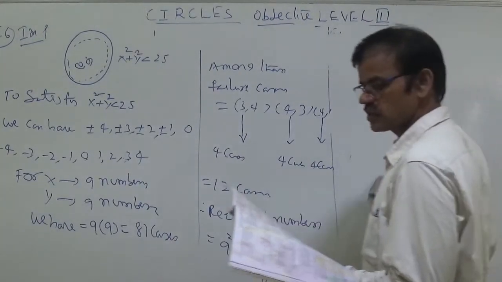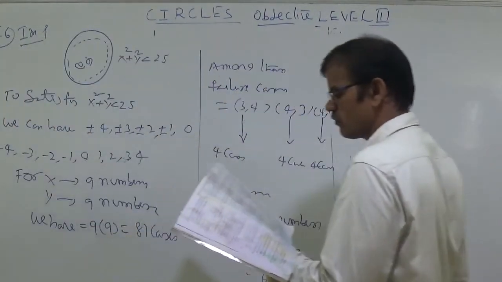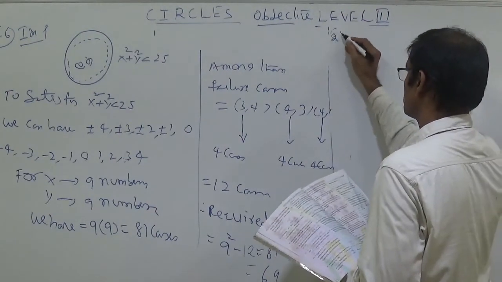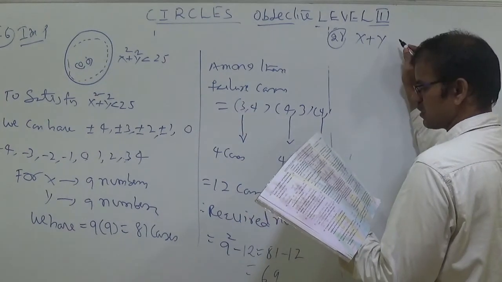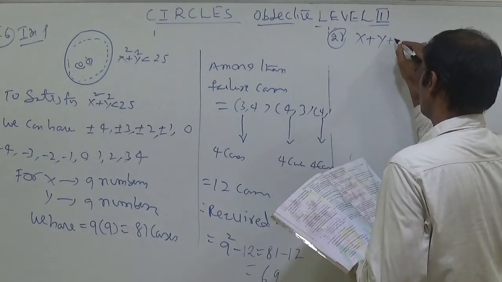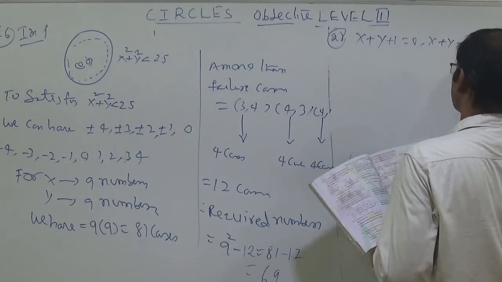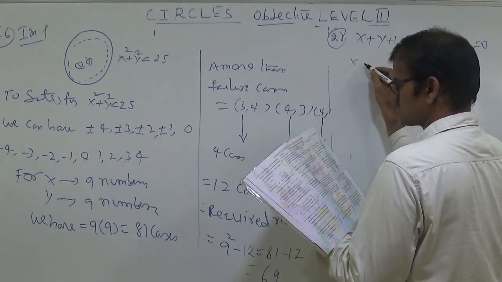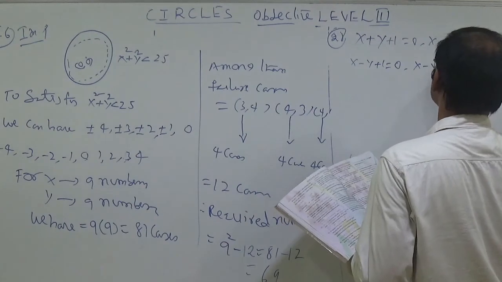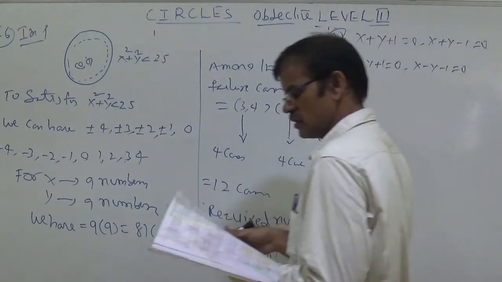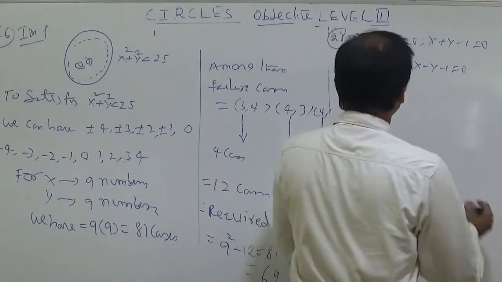The equation of the circumcircle of the quadrilateral formed by 4 lines x plus y plus or minus 1 equal to 0. Let us draw like this: x plus y plus 1 equal to 0, x plus y minus 1 equal to 0, x minus y plus 1 equal to 0, and x minus y minus 1 equal to 0. The equation of the circumcircle of the triangle. x plus y plus 1 equal to 0.